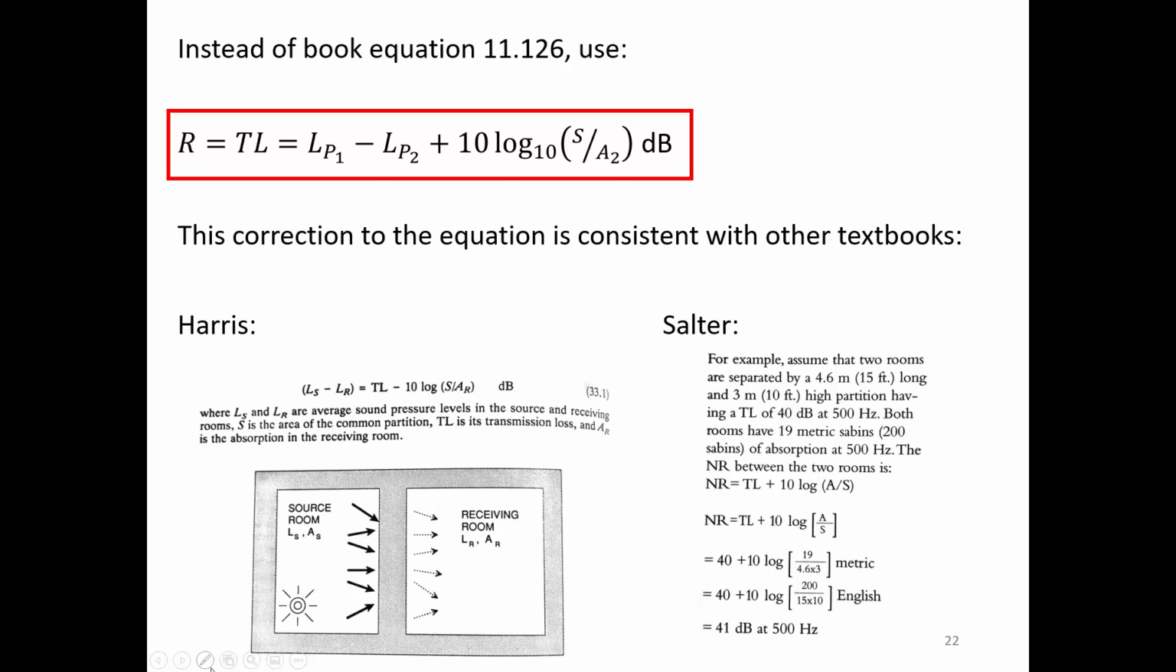I don't want to take anything away from Fahey. I think the Fahey book was still better than these two books because these two books don't get at all into actually how to calculate the transmission loss for single leaf or how to calculate for double leaf or any of that kind of stuff. So I think this is still a better book for what we're trying to accomplish. He just made one mistake in the equation.